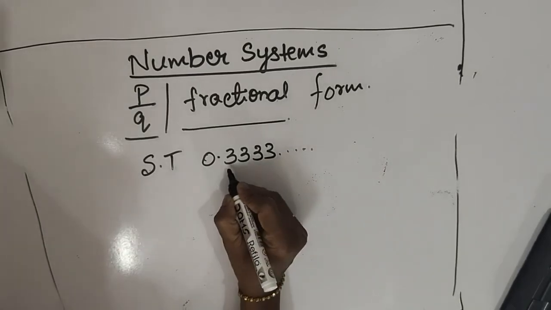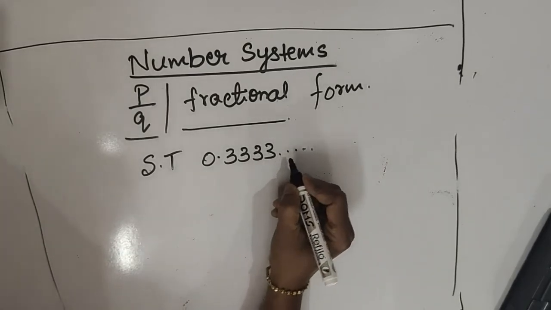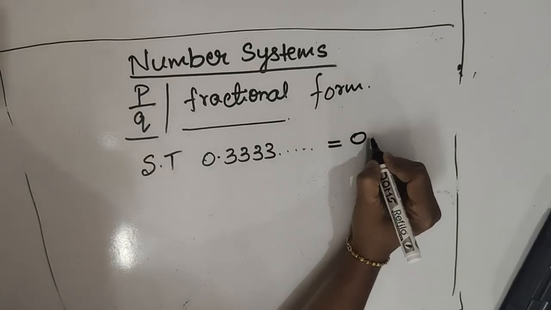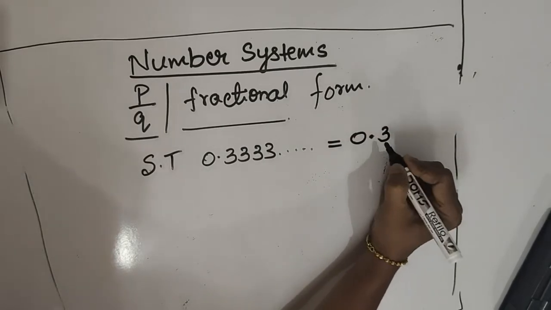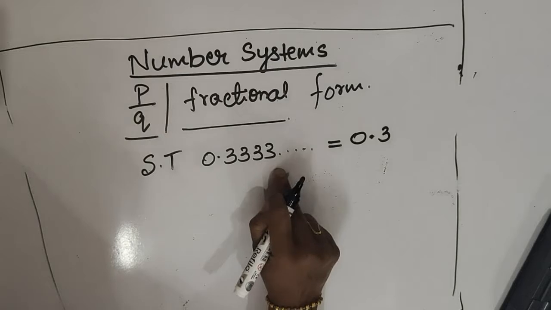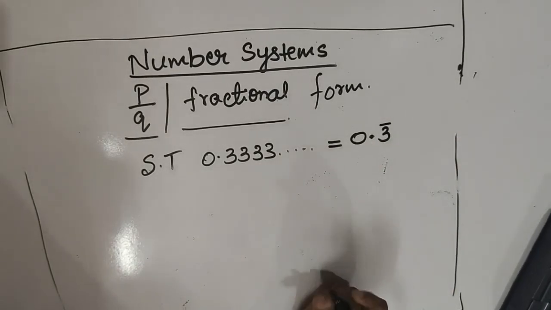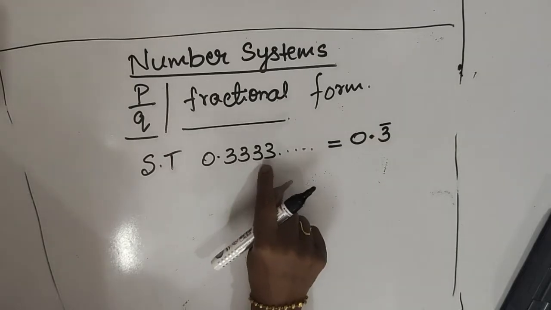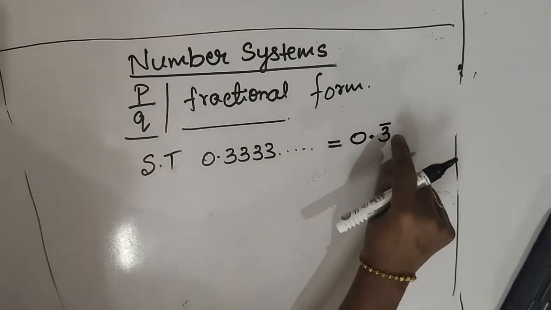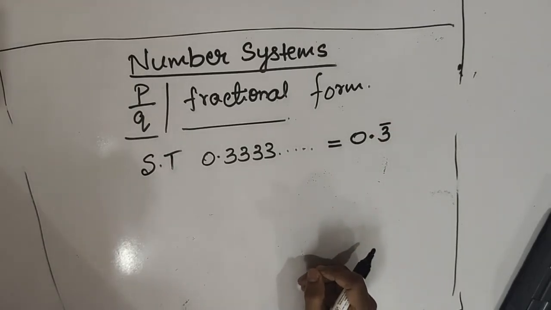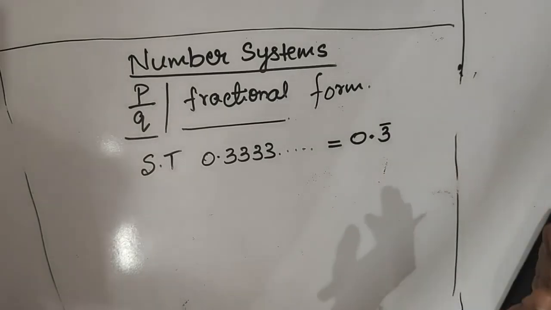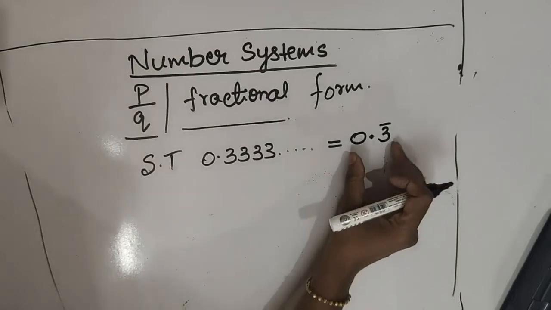So instead of writing 0.3333, we can write in the short form: whichever number is repeating, upon that we can put a small bar. Understood? Which number is repeating? Here 3 is repeating, so upon 3 I can put a small bar. It says that 3 is repeating continuously. It will not stop. This is the short form of writing.